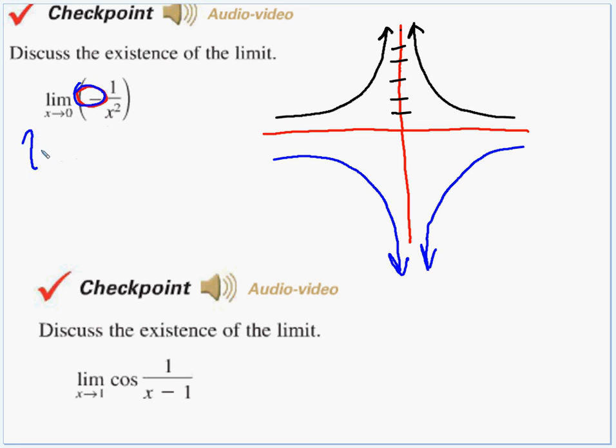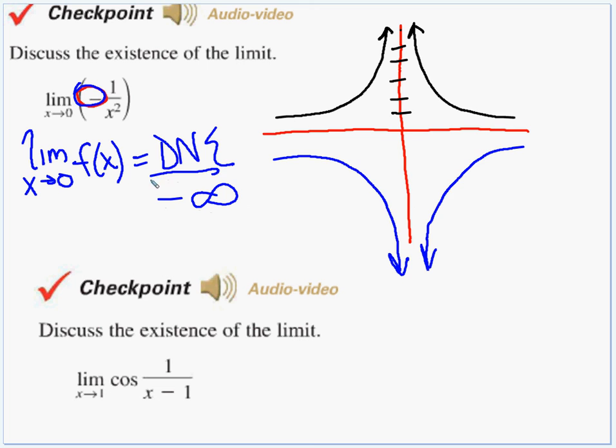So here we can write the limit as x approaches 0. I'm just going to write it as f of x. That limit is DNE, negative infinity. DNE, it does not exist due to the unbounded behavior. I guess I could put that in there too. Unbounded behavior, and in this case we are headed to negative infinity.